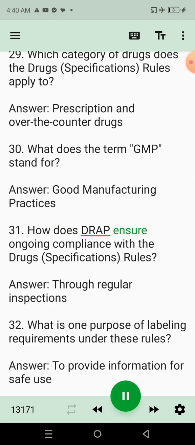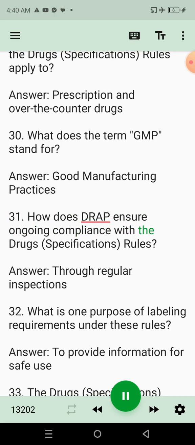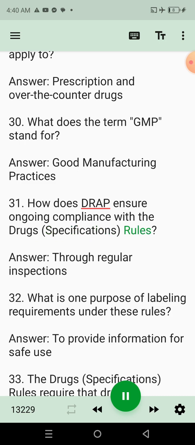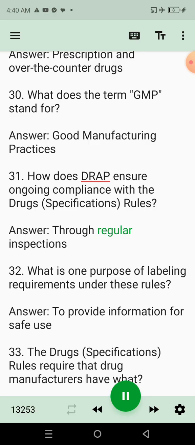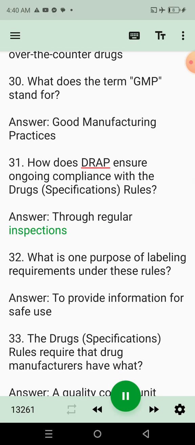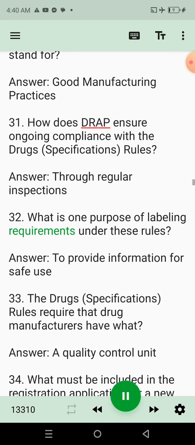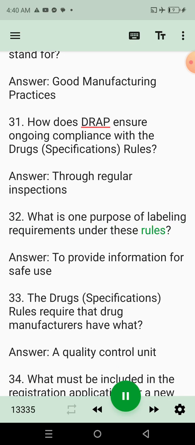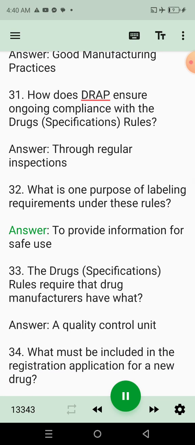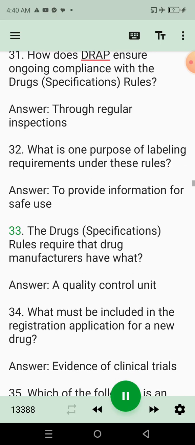31. How does DRAP ensure ongoing compliance with the drug's specifications rules? Answer: through regular inspections. 32. What is one purpose of labeling requirements under these rules? Answer: to provide information for safe use.